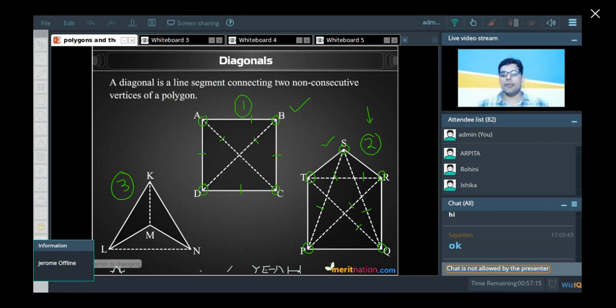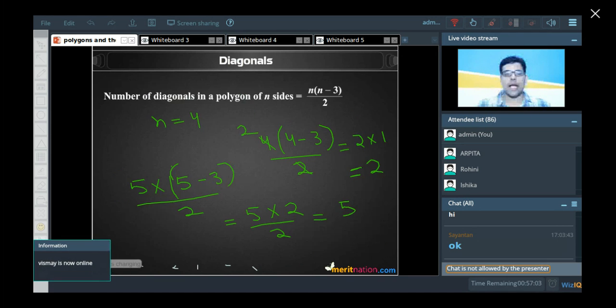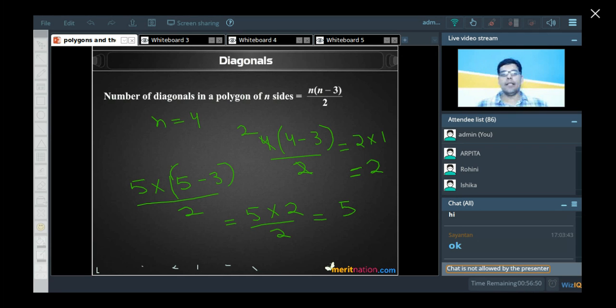We can now check it here. In polygon number 2, there are 5 diagonals, and there are 2 diagonals in this case. Similarly, we can find the number of diagonals for a quadrilateral, pentagon, hexagon, heptagon, octagon, nonagon. Take the number of sides according to the polygon, and then you can easily find the number of diagonals in that polygon.